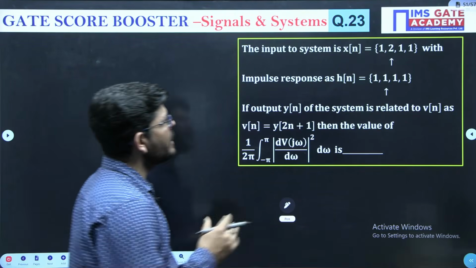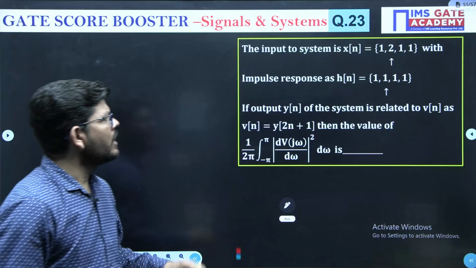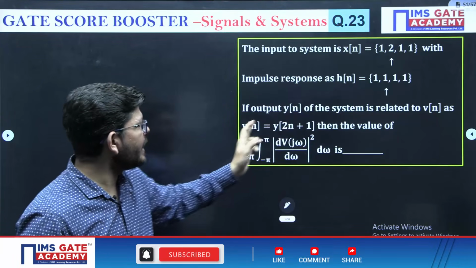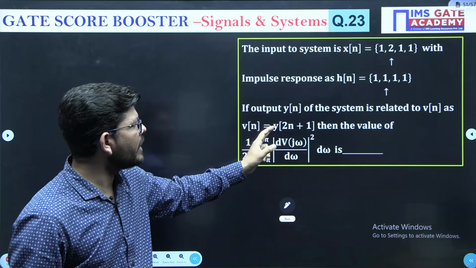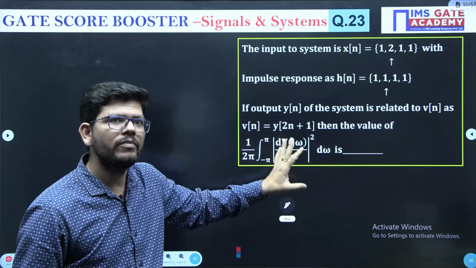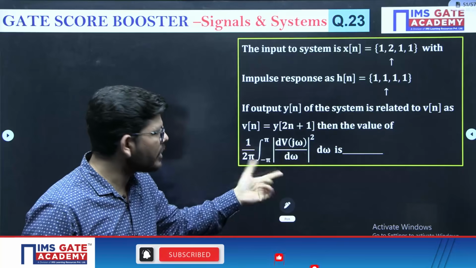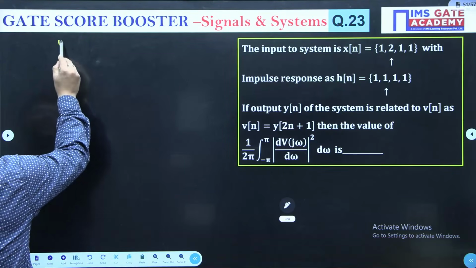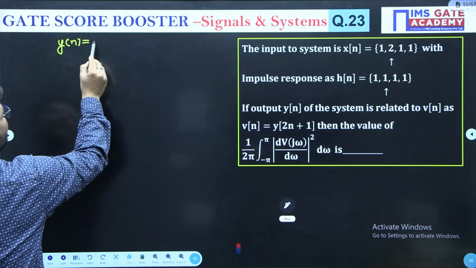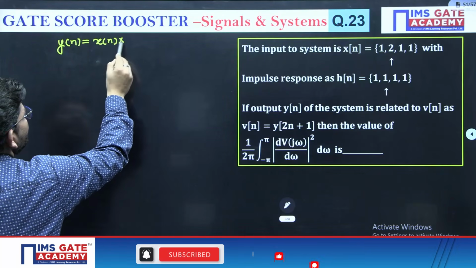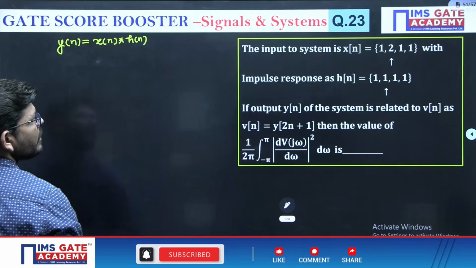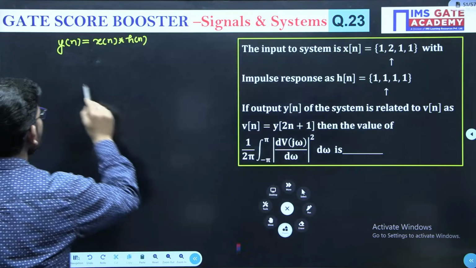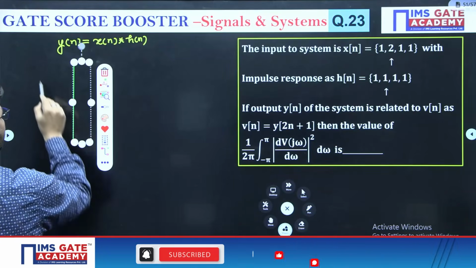The input and the impulse response are given for an LTI system. The output y of n is related to v of n, where v of n is a signal formed by y of 2n plus 1. First of all, get y of n, and then whatever they are asking, you can find that. Okay. So what is y of n? For an LTI system, y of n is the convolution between x of n and h of n, right? So let us find the convolution. Use the tabular method and get the convolution.